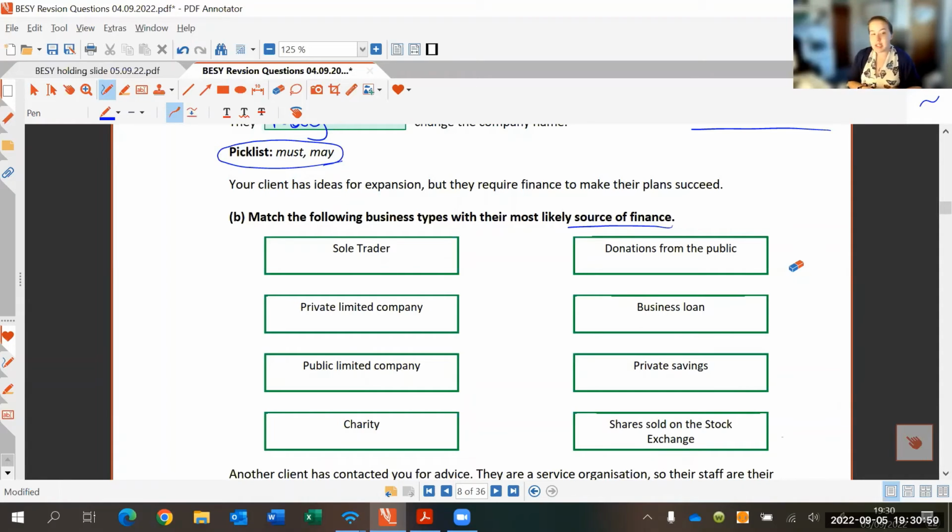I'll let you have a think about those, and if you've got any ideas as to which one is the most likely source of finance for different types, then pop it on there. Oh, lovely, we've got some ideas coming already.